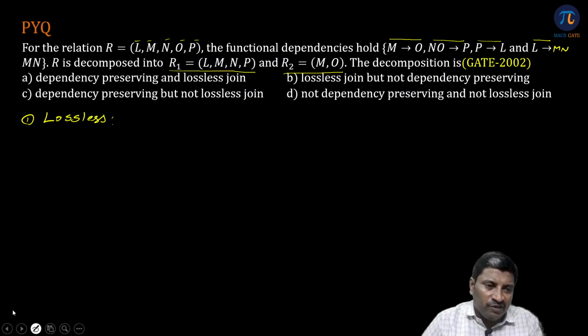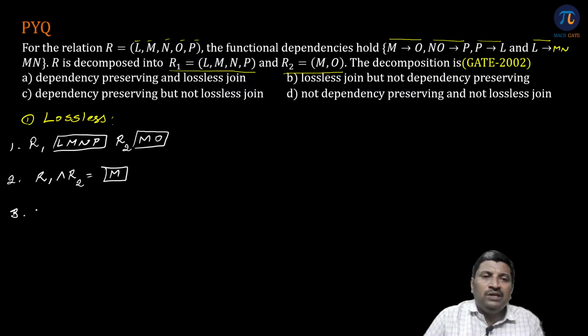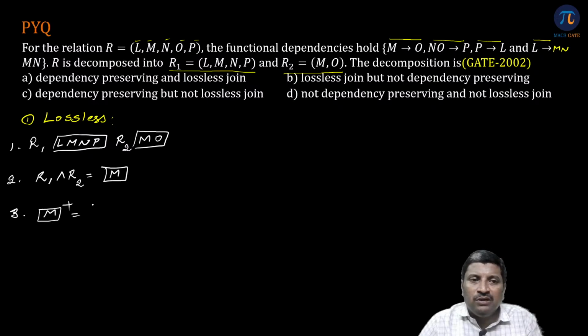Lossless. So to verify the lossless, what is R1 here? They gave L, M, N, P. What is R2? MO. What is the second step, sir? R1 intersection R2. What is the intersection? I think I have only M. Then the third one is we need to verify whether it is a key or not. To verify a key or not, what are we supposed to do, sir? M closure. If you want to know the procedure of lossless property verification, please go through the last session.